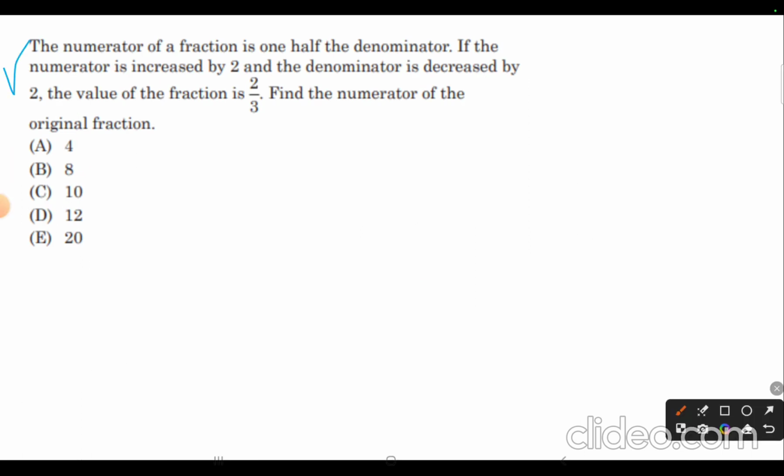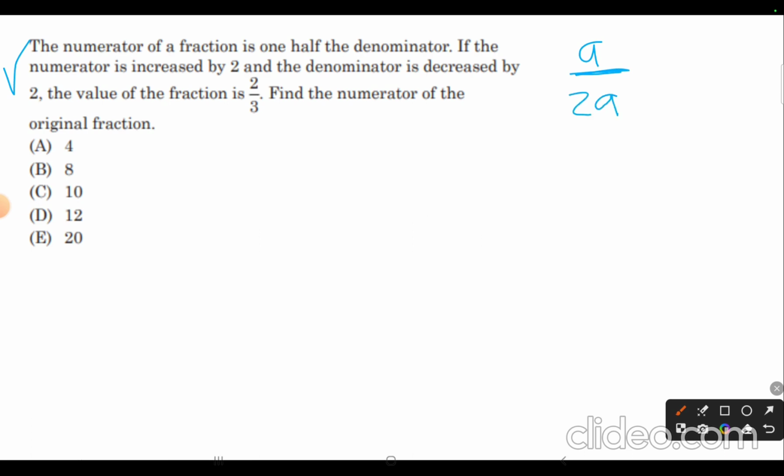The numerator of a fraction is 1/2 the denominator. If the numerator is increased by 2 and the denominator is decreased by 2, the value of the fraction is 2/3. Find the numerator of the original fraction. First sentence, it tells us, for example, if we have some A, numerator is 1/2 the denominator. It means in the denominator we have 2A.